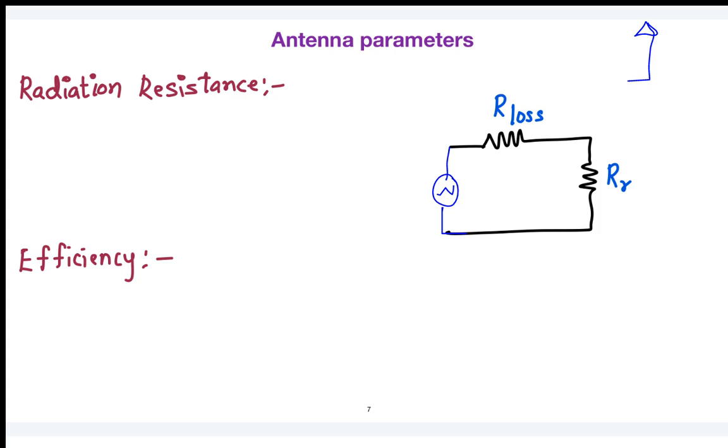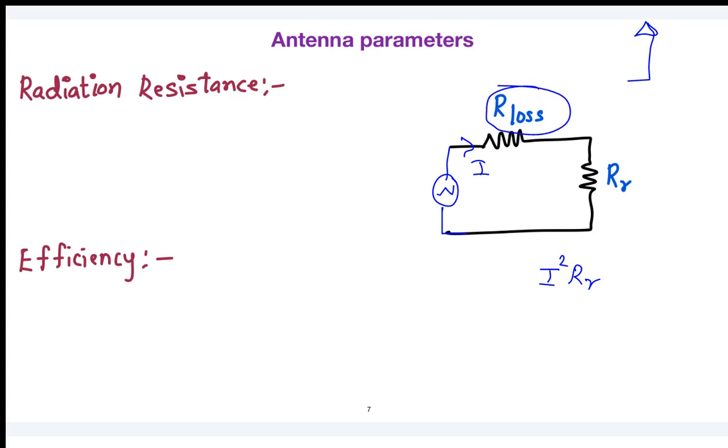No. When you are talking about electromagnetic energy, you are talking about power. The higher the radiation resistance, the more power can be radiated into space. Suppose some current is flowing in the circuit, then the total power radiated is equal to I² times R. So if the radiation resistance is very high, that antenna can easily radiate the power into space. First of all, let us define efficiency, then you can understand. When you say 100% efficiency, your loss resistance has to be equal to zero.